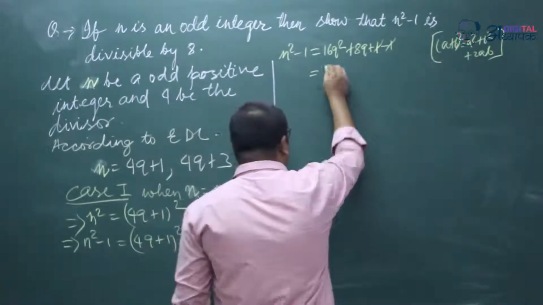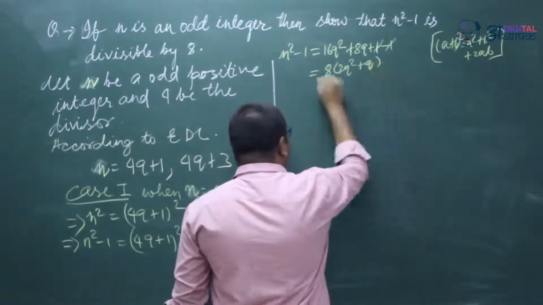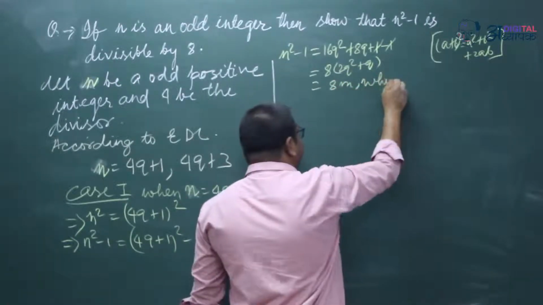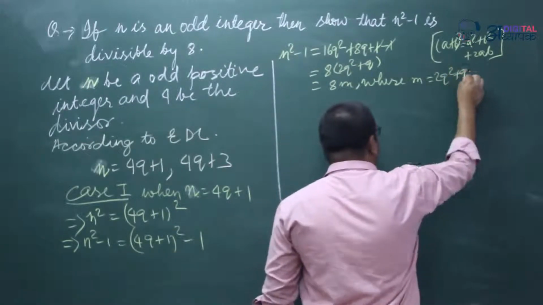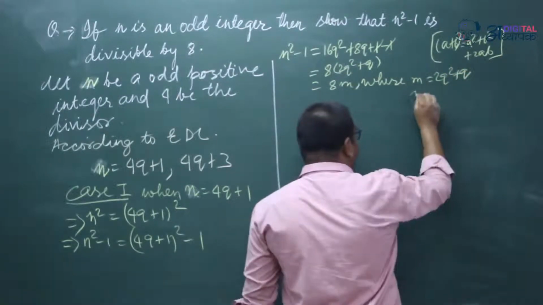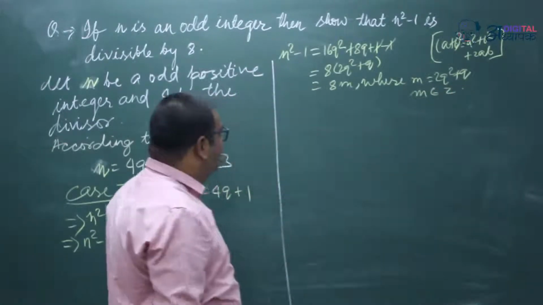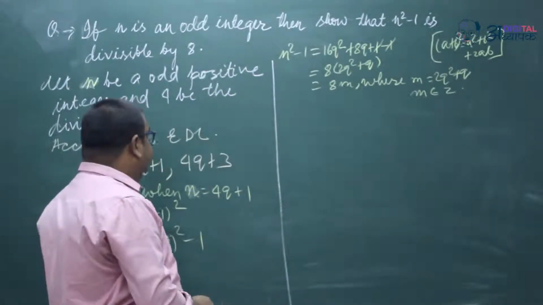We will take 8 common out of this. It will become 2q square plus q. So we can write it as 8m, where m is equal to 2q square plus q and m belongs to integers. Now we have got the first one in the form 8m, so it is divisible by 8.